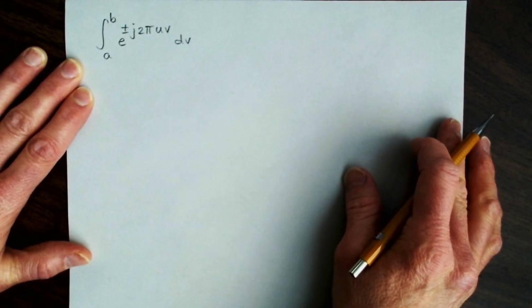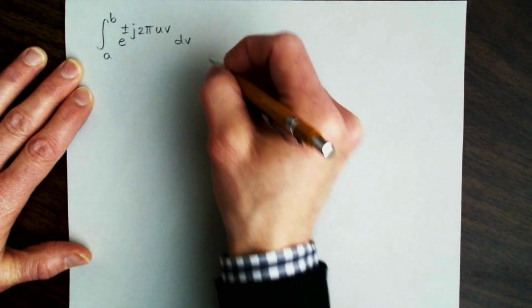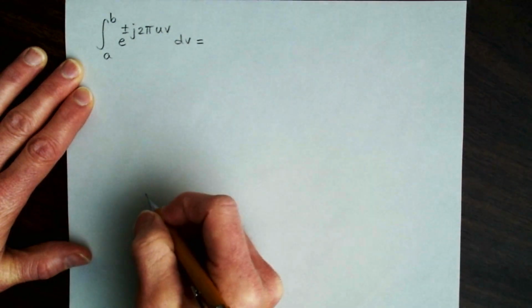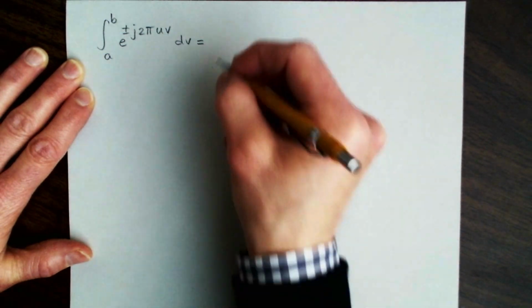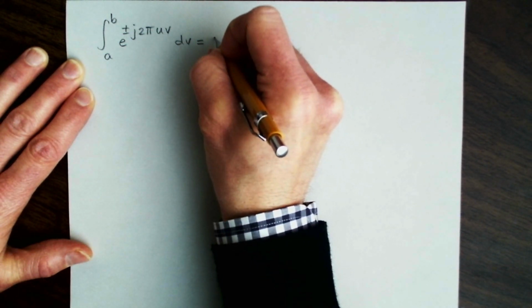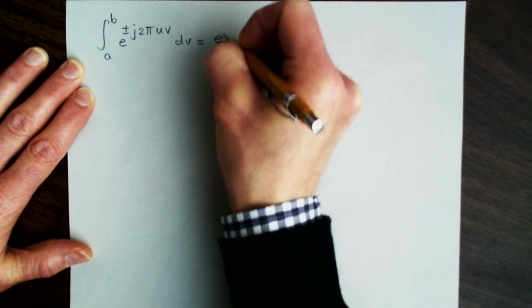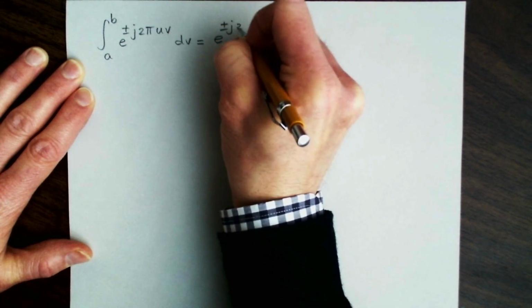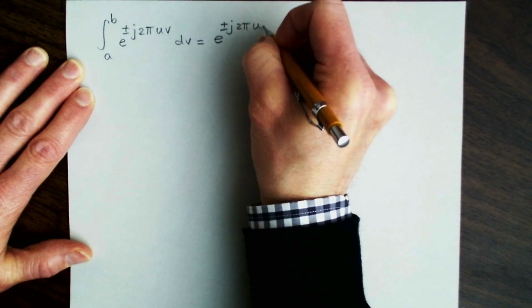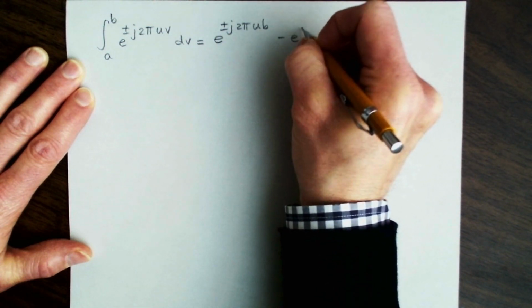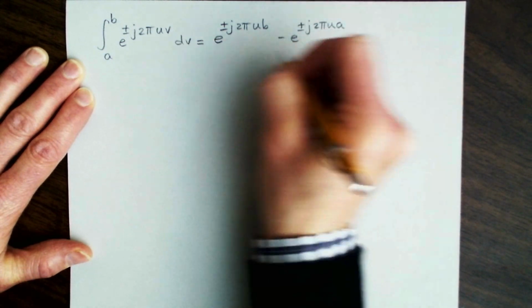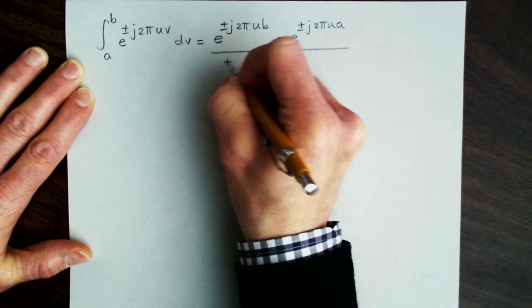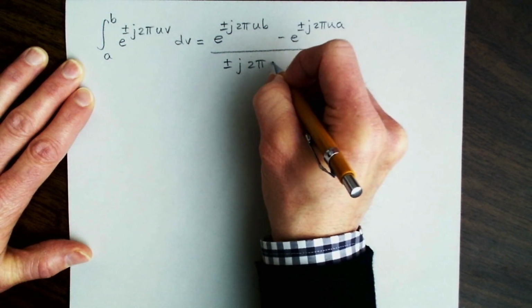This one is going to be completely general, and we'll see that this type of integral we will encounter often enough that it's useful to have just a general identity. Okay, so if we write this down the way we've done others in the past using the formula, we get e to the plus or minus j 2 pi u times b, minus e to the plus or minus j 2 pi u a, over plus or minus j 2 pi u.